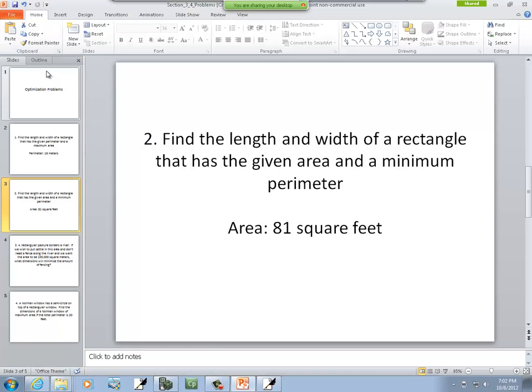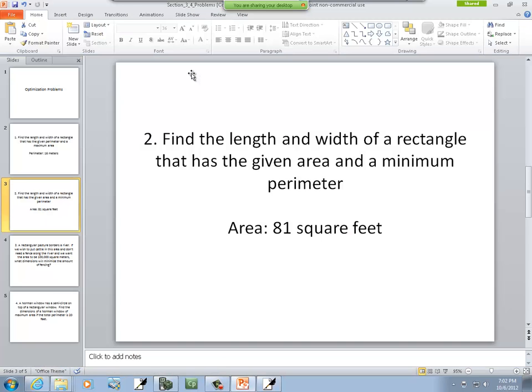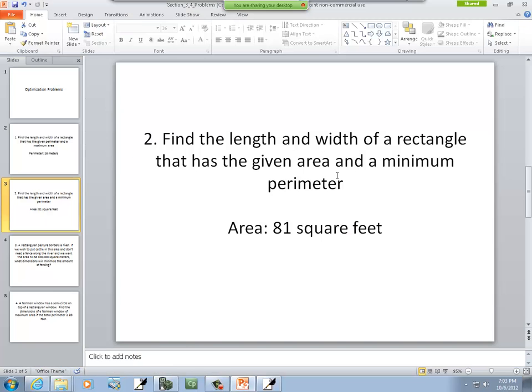It says find the length and width of a rectangle that has a given area and minimum perimeter. So we're talking about a rectangle again. This is L and this is W. And we're talking about area and perimeter again. So let's refresh our memory. Area is length times width. And perimeter is 2L plus 2W. And they want us to minimize the perimeter.